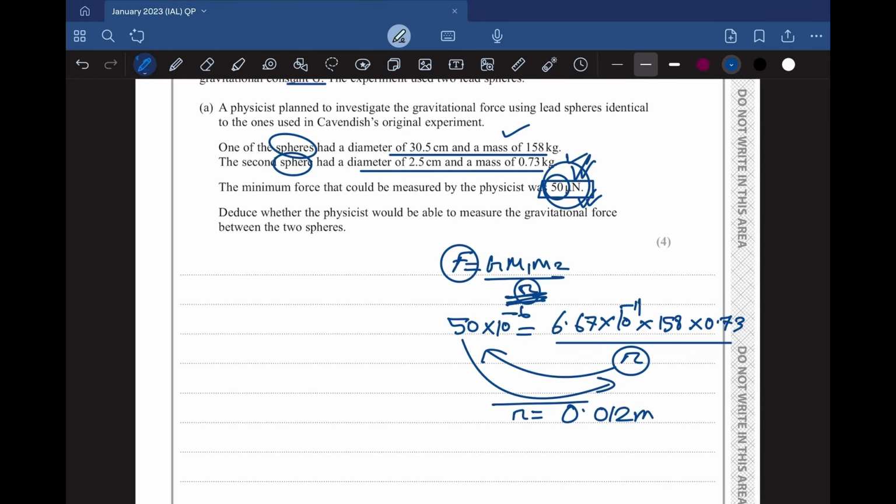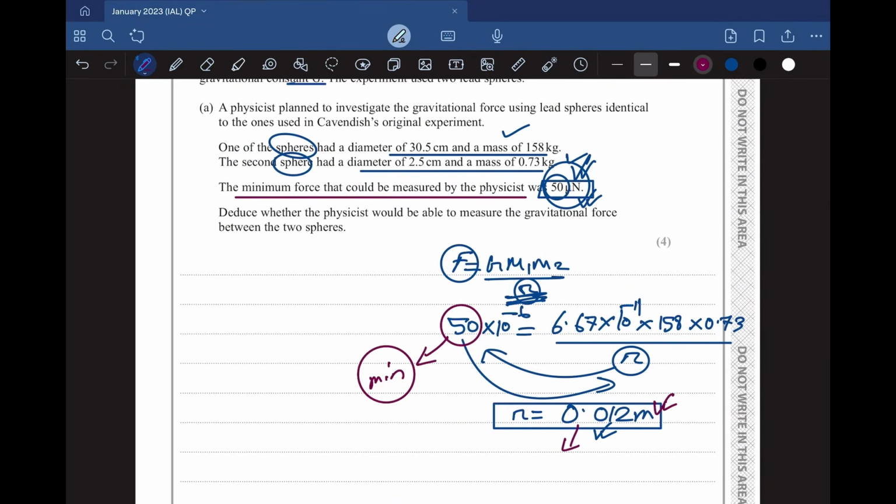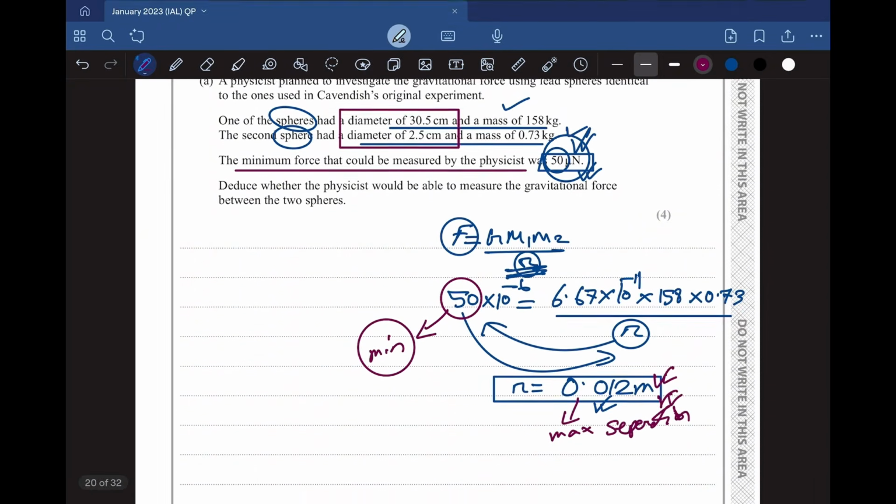0.012 meter. So basically this can be the maximum separation between the two spheres to be able to get this minimum force. Okay, this is the minimum force that can be measured. So for this minimum force, that can be the maximum separation between the two spheres. Now let's see whether the separation between the two spheres is actually within this maximum separation range or it is greater. If it is greater, then they won't be able to measure, and if it is within the range, then they will be able to measure.